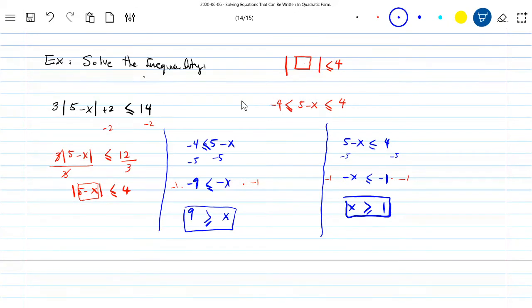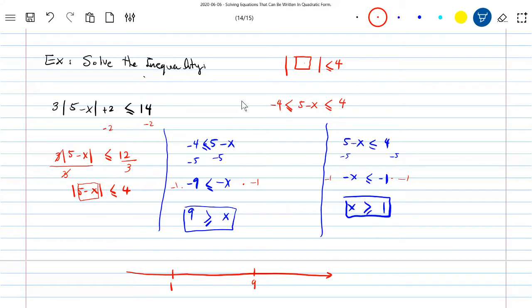You can graph the solution and find the interval form of it. Let me draw the solution. I'm going to draw them in one line. You can do it separately or you can do it together. I'm going to draw them different colors so you would see. The solutions are depending on the two constants 1 and 9.